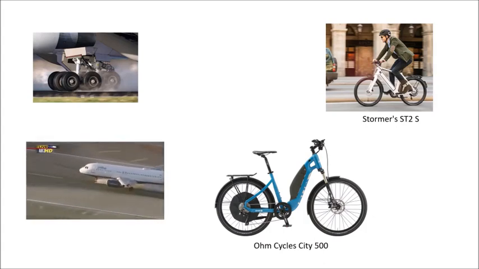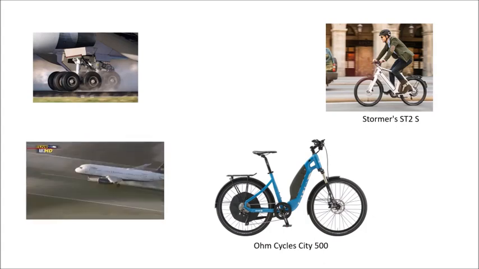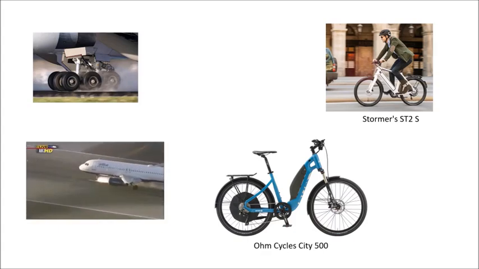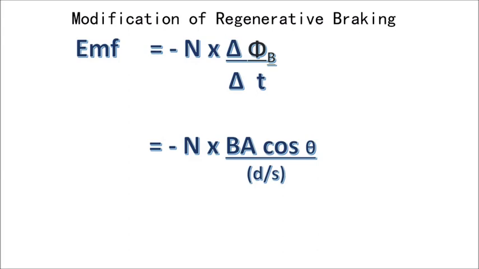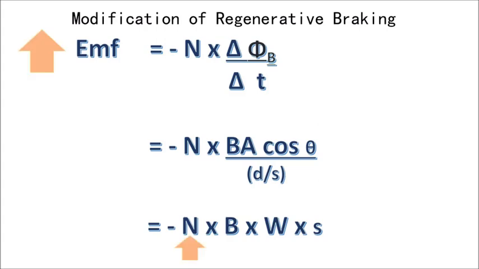Although this might not be applicable in reality, there are a few things to consider to improve the regenerative braking system. Since it relies on an AC generator, we can use the formula EMF equals the negative of the number of turns multiplied by the change in magnetic flux divided by the change in time. This can be rearranged to become EMF equals the negative of the number of turns multiplied by the magnetic flux density, the width, cos theta, and speed. Thus, to increase the EMF induced, we can increase the number of turns of the armature coil, use a stronger magnet, increase the width of the armature coil, and increase the speed of its rotation.